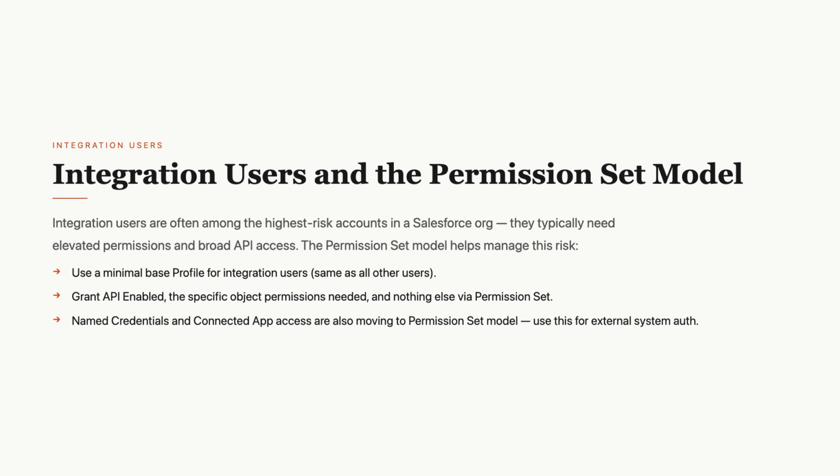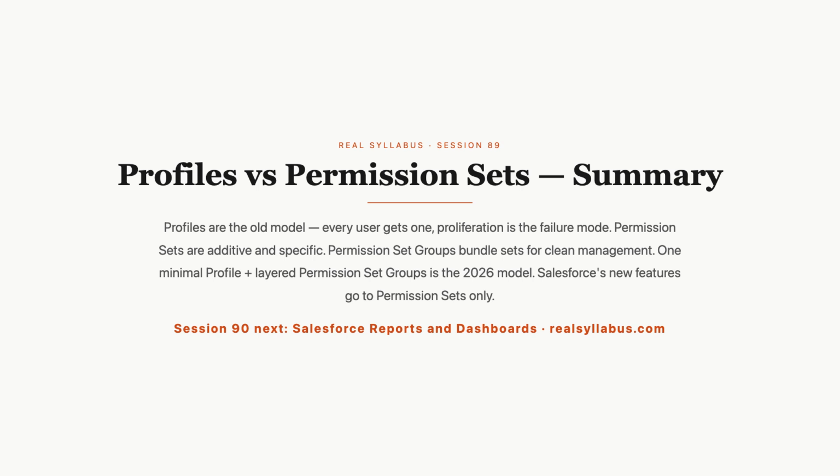Summary. Profiles are the old model. Every user gets one, and profile proliferation is the failure mode at scale. Permission sets are additive and more granular. Permission set groups bundle sets for easier management. The minimum profile plus layered permission sets model is the direction Salesforce is moving and where new features are being built. Session 90 next, Salesforce reports and dashboards, what every admin must know.